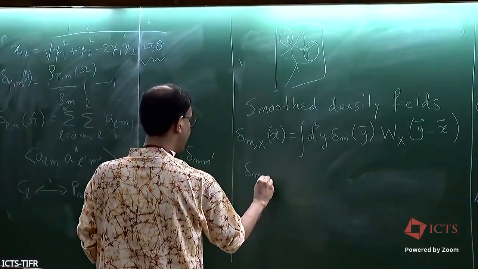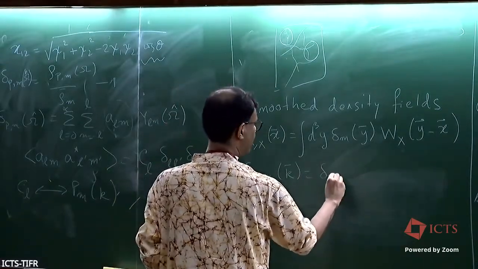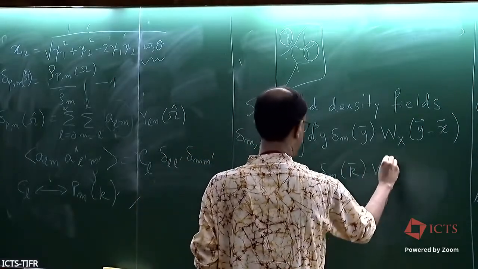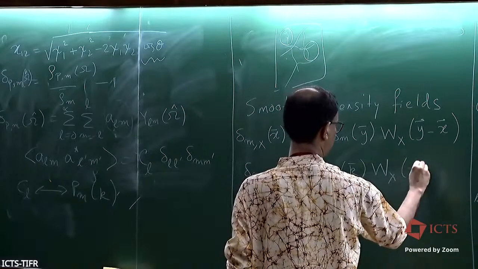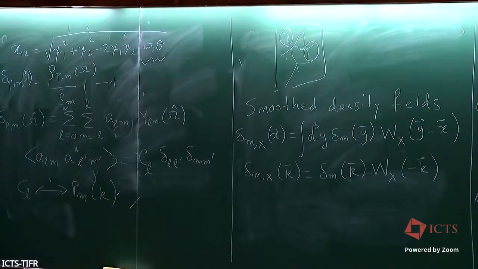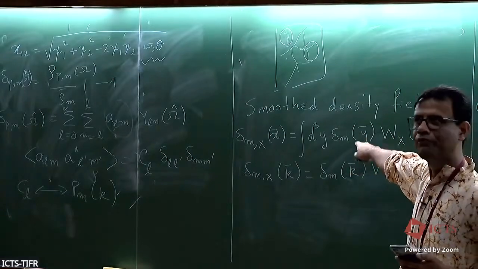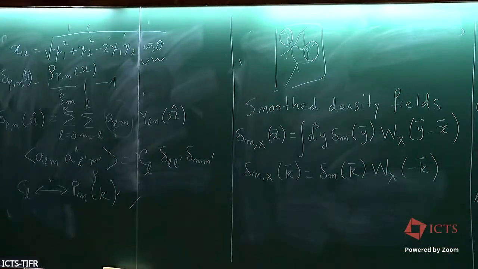This immediately implies that delta_m,X of k is nothing but delta_m(k) times the Fourier transform of this window function. This is just a consequence of the fact that convolution becomes multiplication when you do a Fourier transform. So you had done a convolution of these two functions, you went to Fourier space, and they multiplied each other. But you don't have to just remember this, just put in the relations for the Fourier transform and you will easily show this.